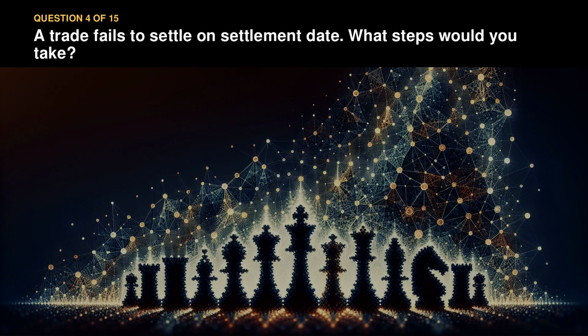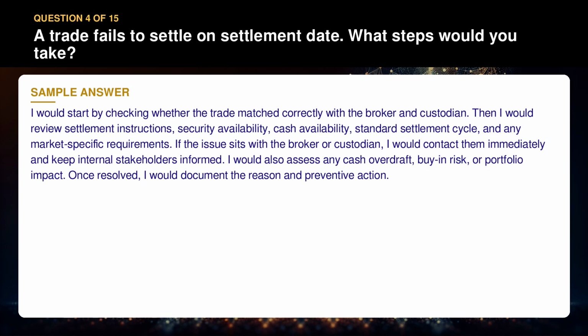Question 4. A trade fails to settle on settlement date. What steps would you take? I would start by checking whether the trade matched correctly with the broker and custodian. Then I would review settlement instructions, security availability, cash availability, standard settlement cycle, and any market-specific requirements. If the issue sits with the broker or custodian, I would contact them immediately and keep internal stakeholders informed. I would also assess any cash overdraft, buy-in risk, or portfolio impact. Once resolved, I would document the reason and preventive action.